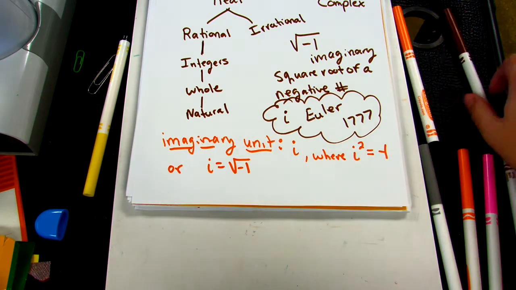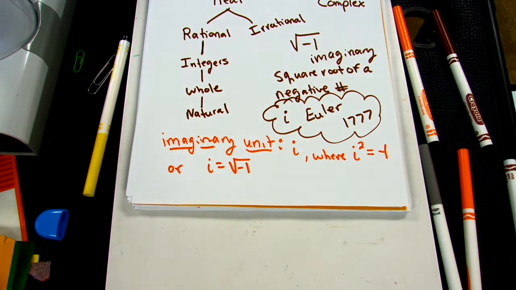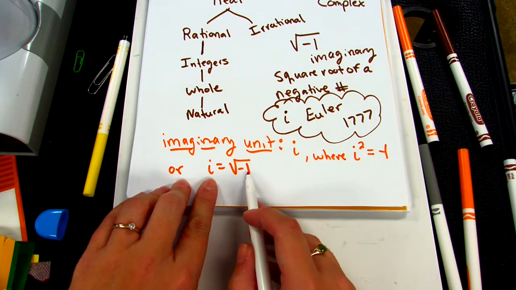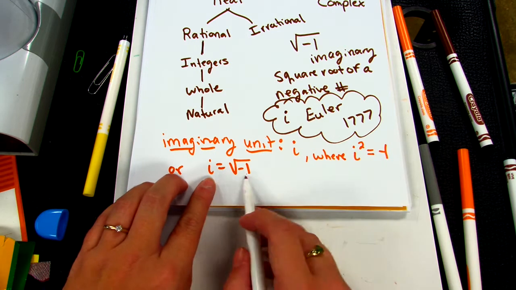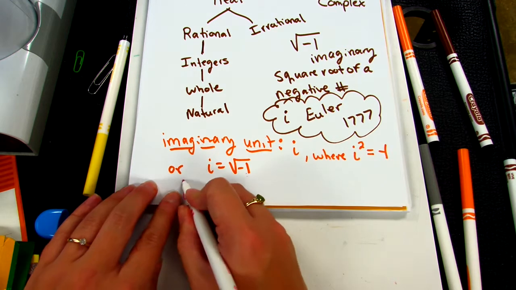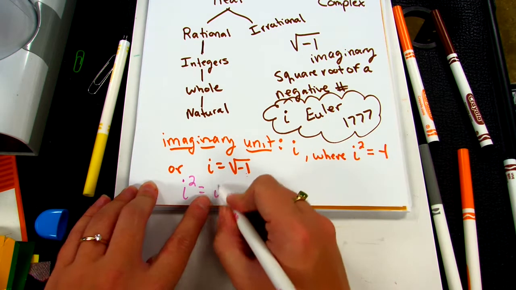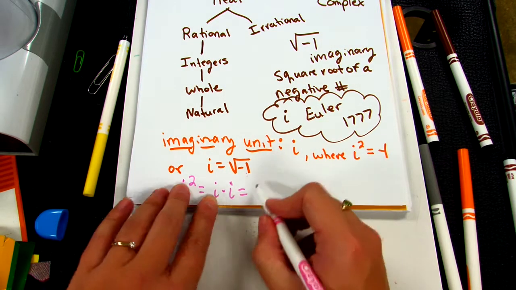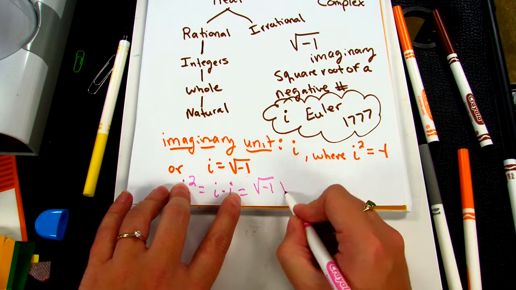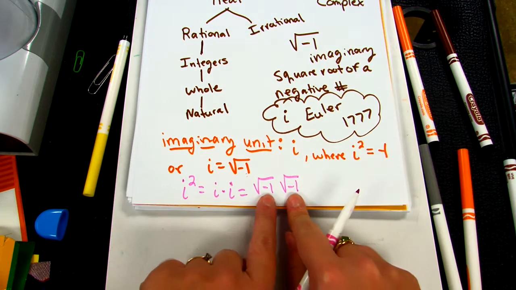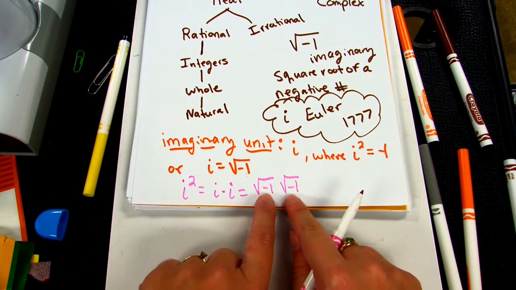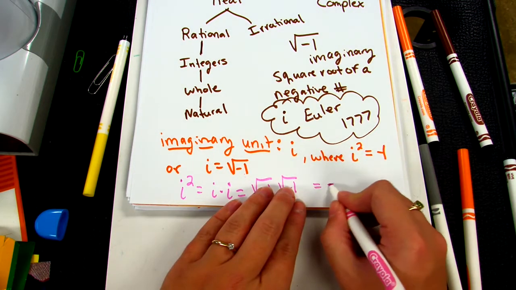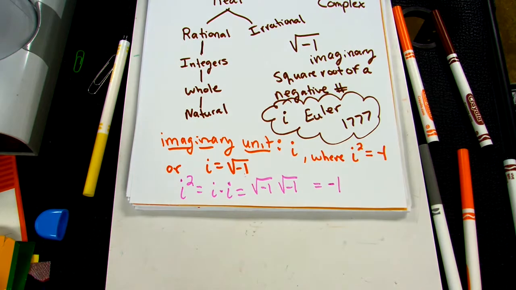Well, if we think about it like this, if i is equal to the square root of -1, then i squared is i times i. Remember, i is equal to the square root of -1, so it's the square root of -1 times the square root of -1. Remember, when you multiply two radicals together, you get whatever's on the inside. So you get -1.